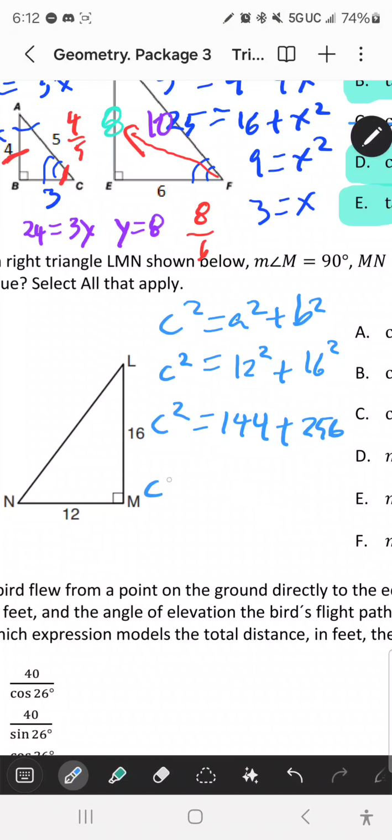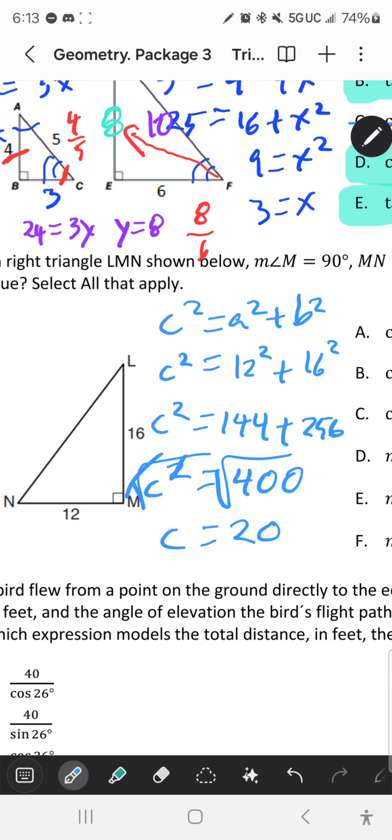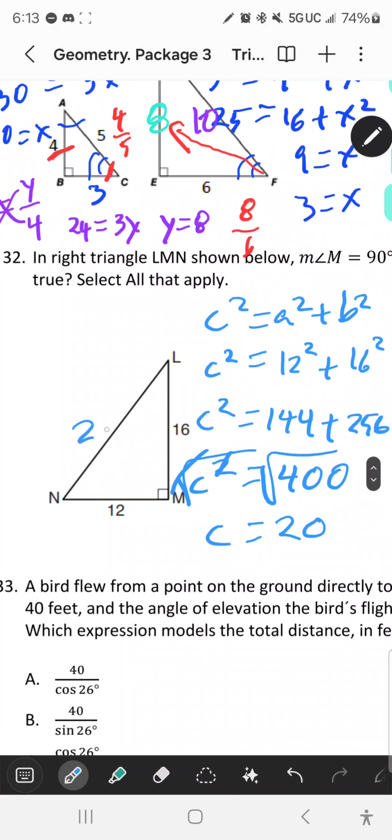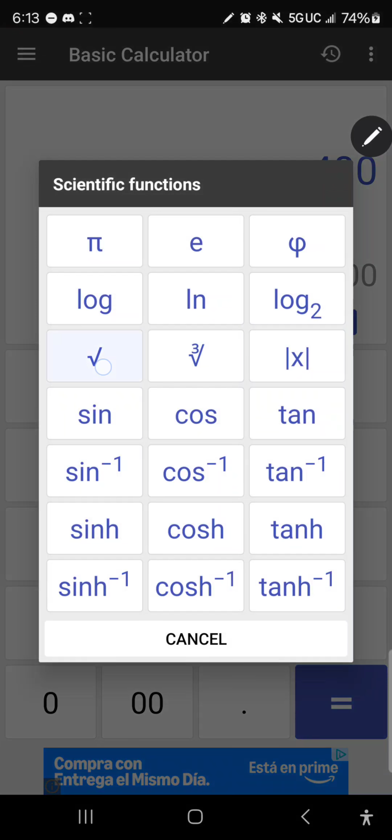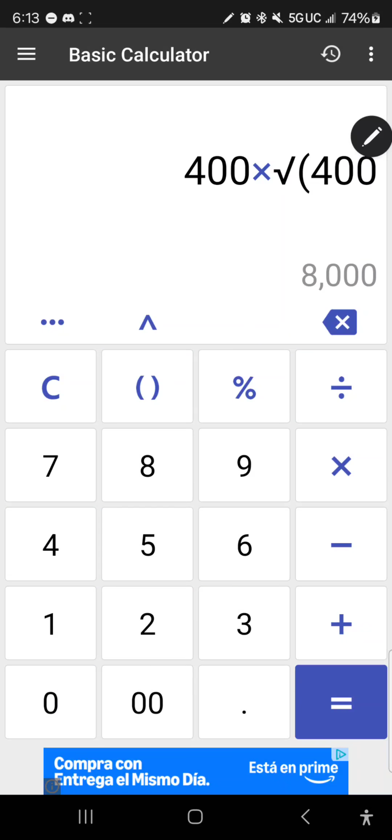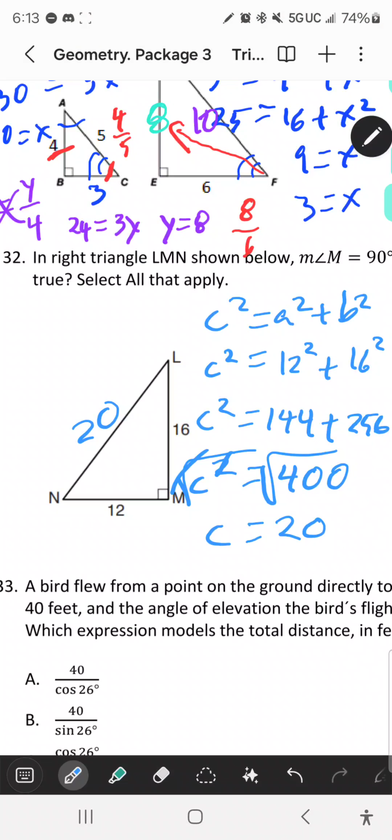56. Now c squared equals 400. Now c equals 20, because I'm taking the square root of both sides. So this cancels out. The square root of 400 is 20. If you want to make sure, you can check the square root of 420. So we are good with the side.